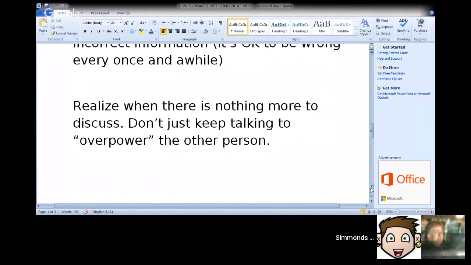Realize when there is nothing more to discuss, and don't just keep talking to overpower the other person. A lot of people do this, because they want the power, they want to win the conversation, so they just continue arguing for the sake of arguing, not because they need to. Okay. Any questions or comments about anything we've seen?